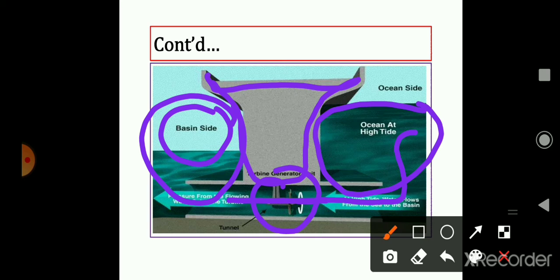Similarly at low tide, what will happen? The basin water is sent back to the ocean. Now also the water flows through the turbine blades, and the turbine rotates in the opposite direction.